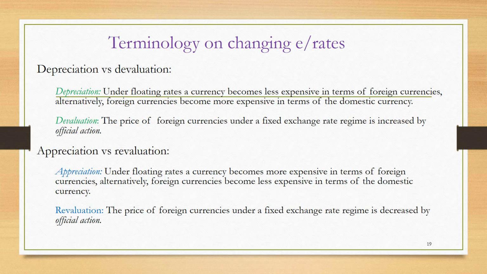So there's just a note you can go through on these different terms. Under floating rates, when a currency becomes less expensive in terms of foreign currency, we would refer to it as a depreciation. So, for instance, the rand, we would say, has depreciated relative to the dollar or the pound, as opposed to a devaluation, which is where the price of a foreign currency under a fixed exchange rate regime is influenced or increased by official action. And likewise, with an appreciation, the equivalent term would be a revaluation if there was a fixed exchange rate system.